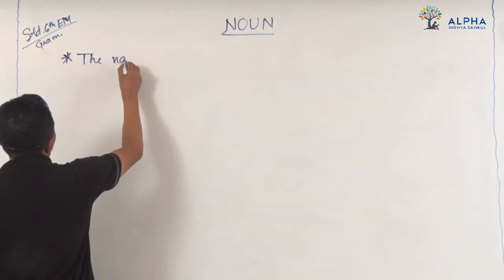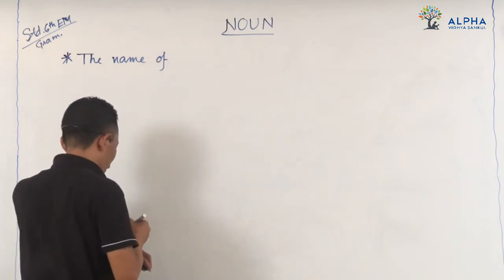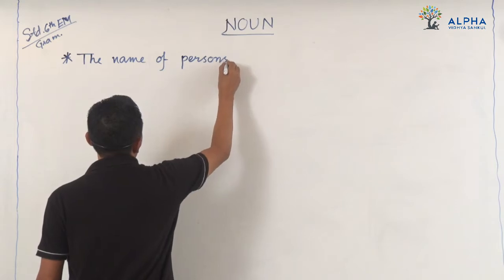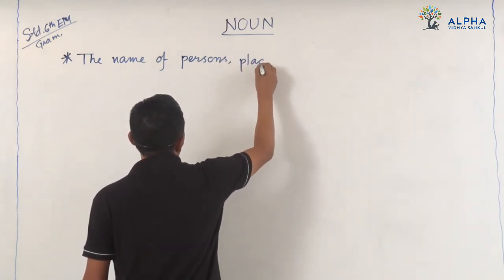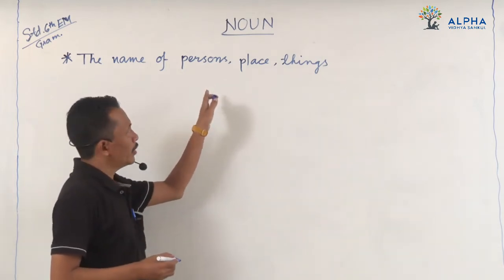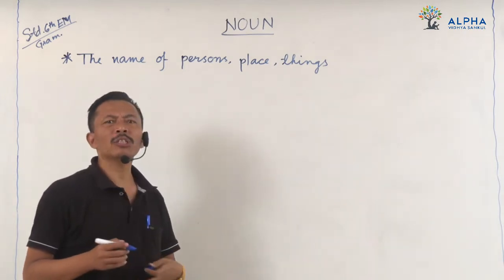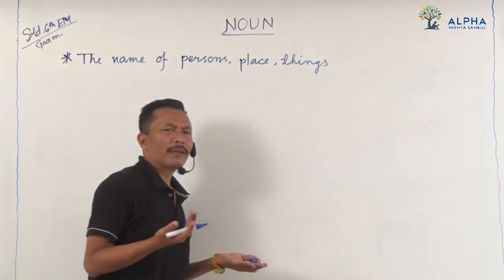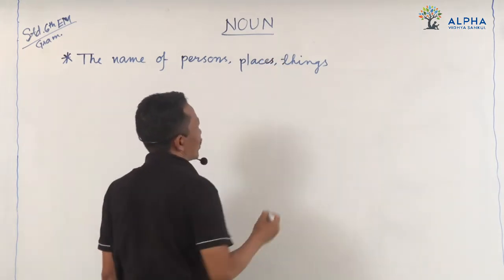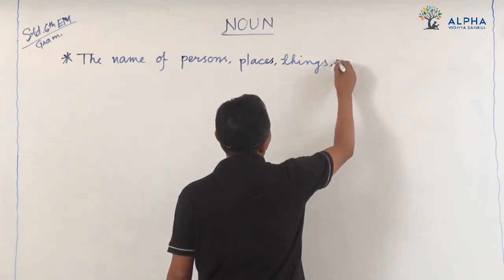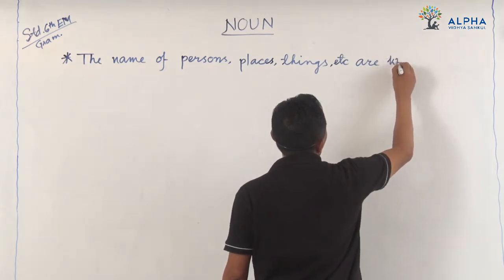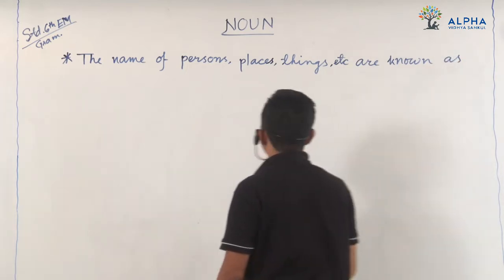The name of persons, place, things, etc. are known as nouns. It may be the name of the persons, the name of place, or the name of things. Thing means living things or non-living things. Animals, birds, insects, fish, and different types of places.